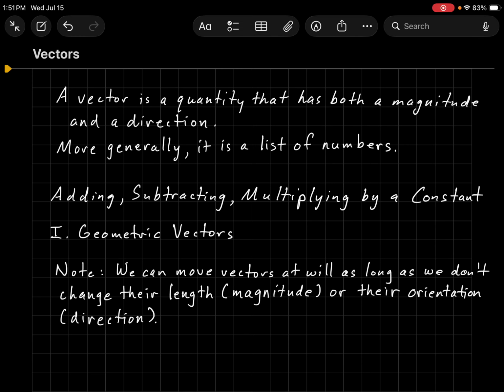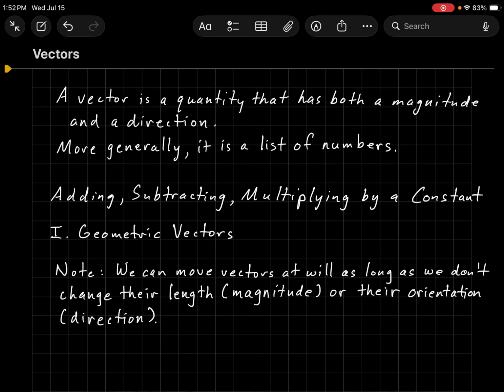Vectors for calculus. A vector is a quantity that has both a magnitude and a direction. That's the way it's usually talked about in math and physics. But more generally, a vector is simply a list of numbers. We're going to look at vectors both geometrically, that is, graphically, as well as algebraically. And we're going to do some basic vector arithmetic. So let's start with our geometric or graphical vectors.